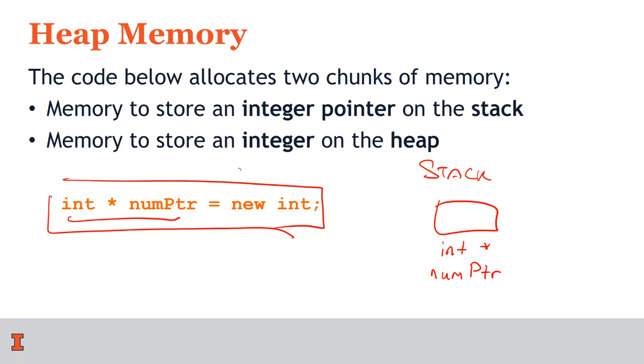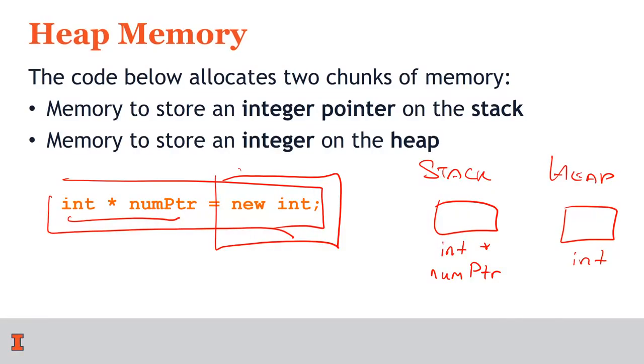Its value is going to be a new integer. So new int means that we're going to create heap memory, enough heap memory to store an integer, and that integer is going to be pointed to in our stack memory. So here our stack memory points to our heap memory. The heap memory has enough memory to store an int, and that heap memory is going to exist for the entire length of our program unless we call delete.